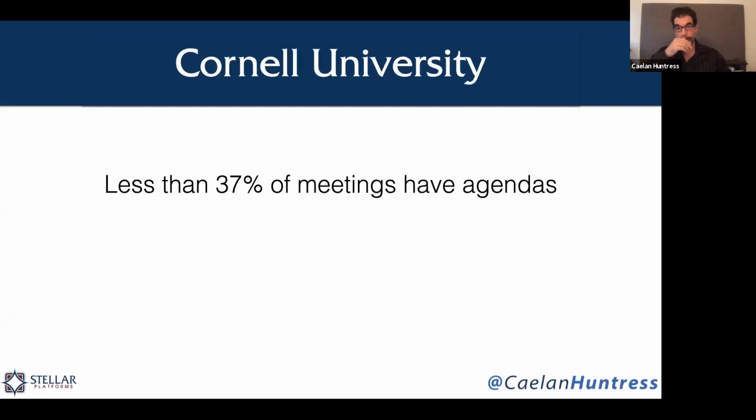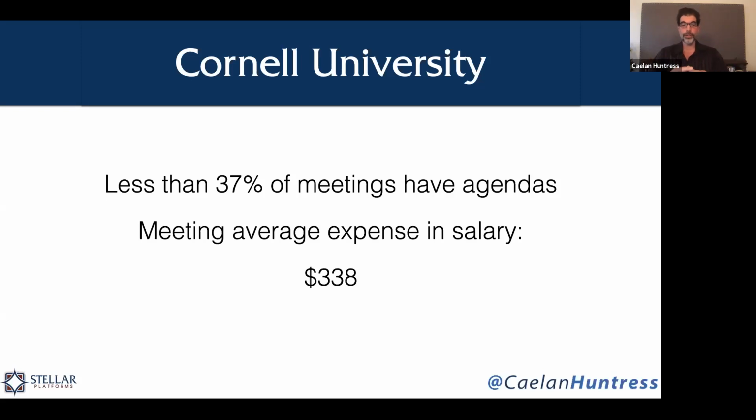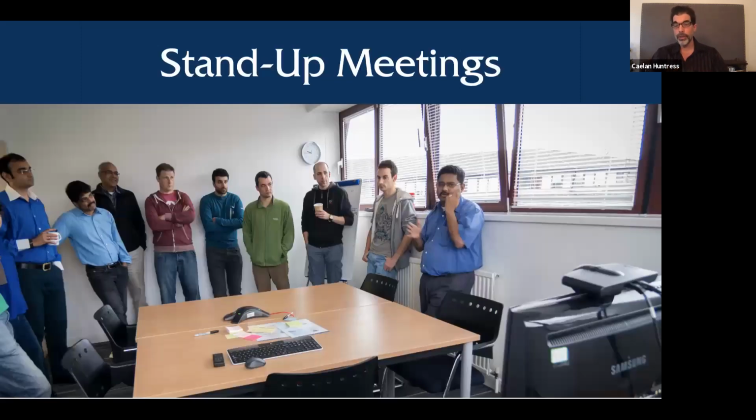Okay. Well, we're going to get into some more practical notes here. Cornell University did some research, and they found that less than 37% of meetings have agendas. And this is really strange when you consider that the average expense in salary for a meeting is $338. If I'm going to pay a few $100 to get a group of people in a room, I want to make sure that the time is spent productively.